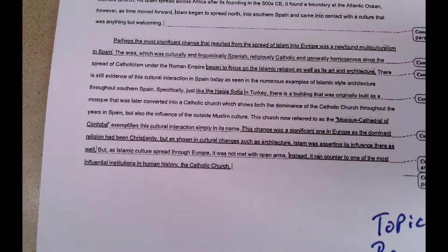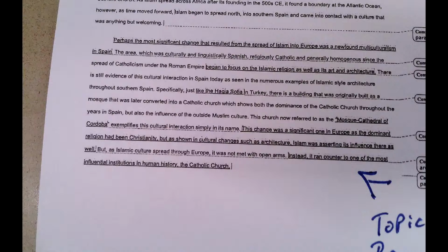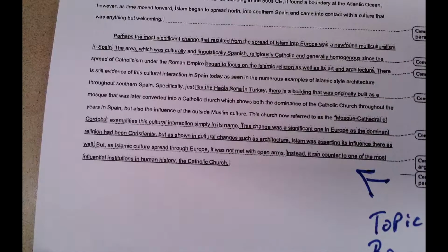proves my thesis. This change was a significant one in Europe, as the dominant religion had been Christianity, but as shown in cultural changes such as architecture, Islam was asserting its influence there as well. Okay, so I'm saying this matters because Christianity was the dominant religion. However, we can see through the architecture that Islam was important there as well. And then I transition. And the gospel here, my guys, is you don't have to transition. It's nice to do. Okay?